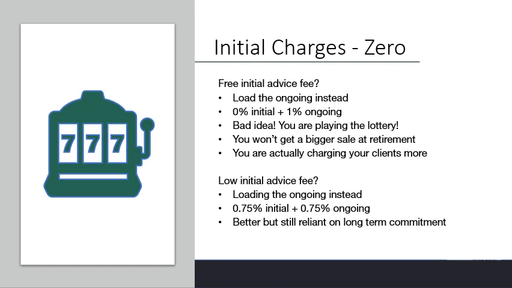Let's have a look at free initial advice, how it might work, what I would class as loading the ongoing. If someone has a model of 0% initial plus 1% ongoing, what they're doing is trying to build a business that would give them a larger return when they come to sell. But one warning, nobody is interested in paying for that 1% at the rate you think. It would be revalued at a 0.5% ongoing anyway. So it's a bad idea. And you're also playing the lottery here for a number of reasons. You won't get a bigger sale at retirement, and you're actually charging your clients more money.